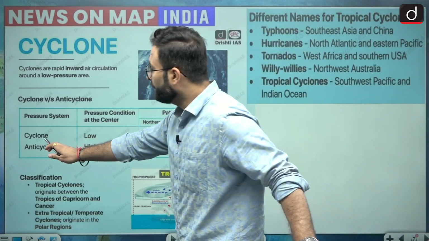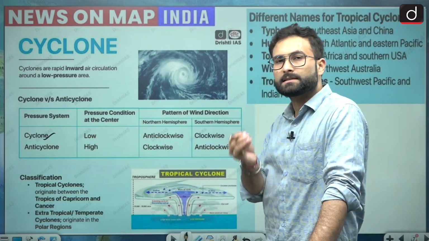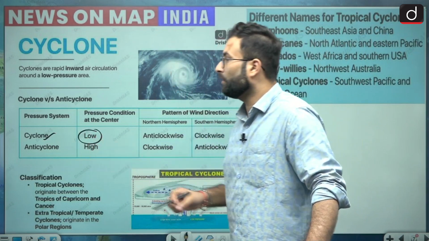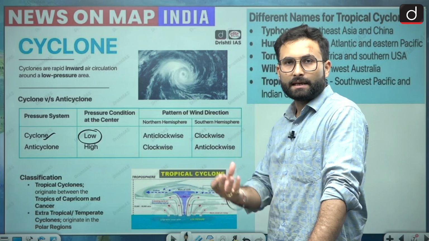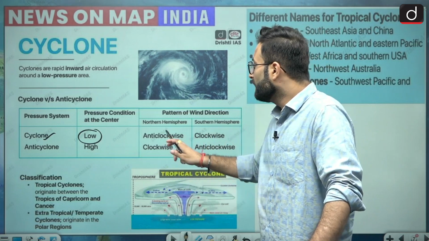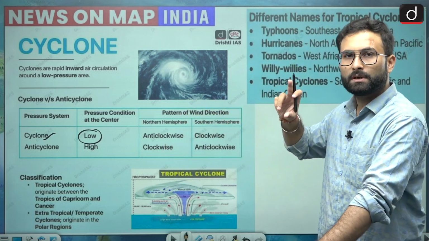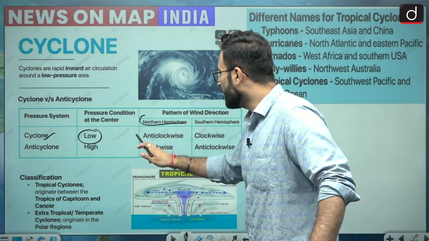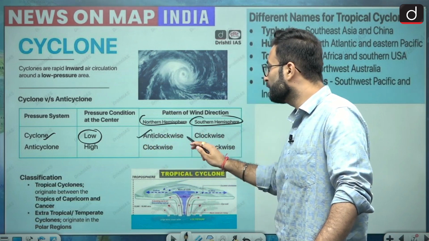Here you can see, if we talk about cyclone, there are certain characteristic features. One is that it is a condition of low pressure. In the center you will see a zone of low pressure. Then, when we talk about the direction of the cyclone, in the northern hemisphere it will be anti-clockwise, in the southern hemisphere it will be clockwise.